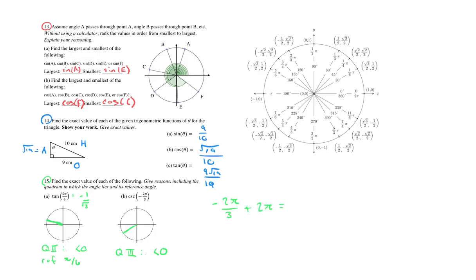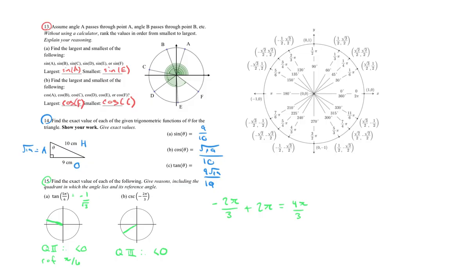So this is going to be 4 pi over 3, which means that if I was to start here and go all the way around to my angle here, that value is 4 pi over 3, which is the same distance as going this way. So now let's figure out what our reference angle is.